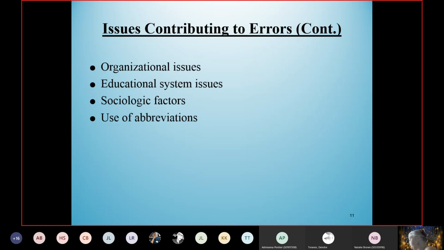And we have also sociologic factors, so communication, disruptive behaviors like intimidation, violence, inappropriate language, or inappropriate response to patient or staff needs. And then abbreviations. Again, we talked about the do not use abbreviations. If you look at page 67 of your book, there is a list there under the QSEN box, teamwork and collaboration. It's the use of abbreviations and which abbreviations should not be used.